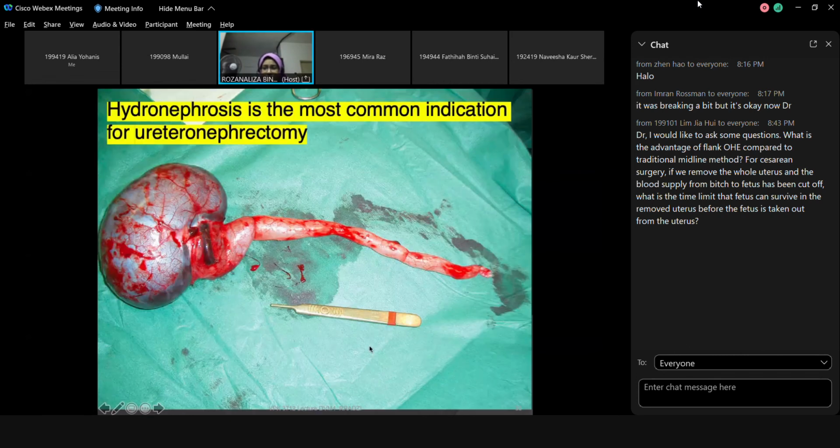In one of the pictures here, you can see this is hydronephrosis. Okay, so when you talk about hydronephrosis, when you open it now, there's nothing there. There's no medulla. There's no aqueduct. It's basically just fluid. Okay, and you can see the ureter is humongous in size. Okay, and you need to remove the whole length of the ureter.